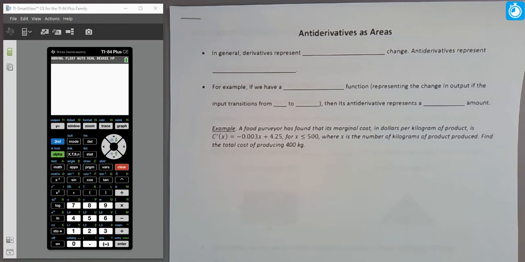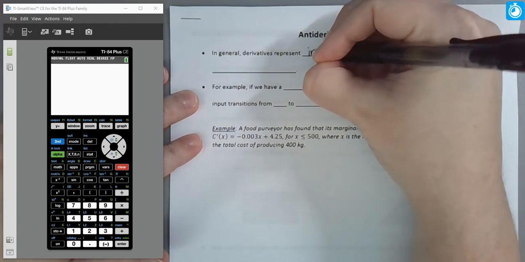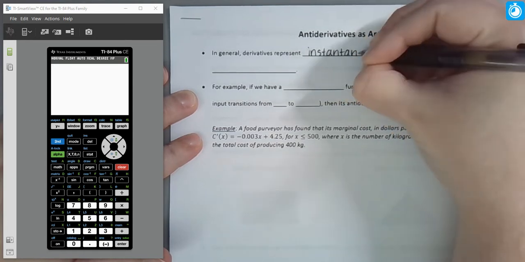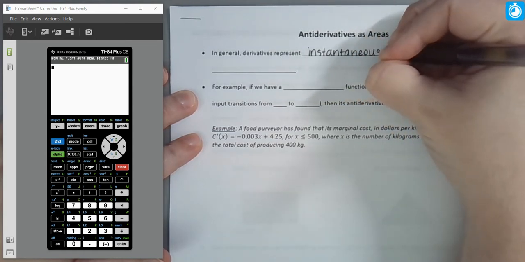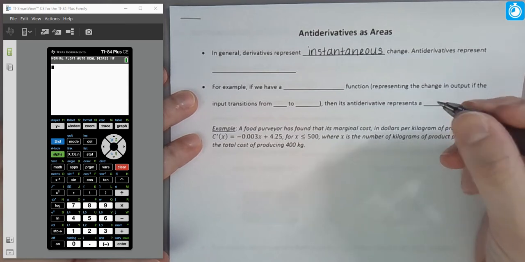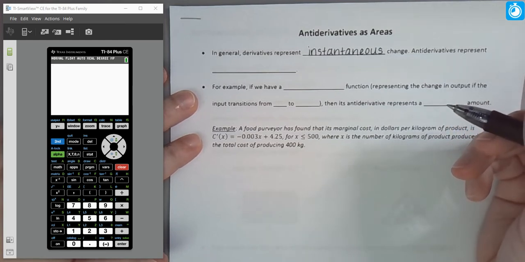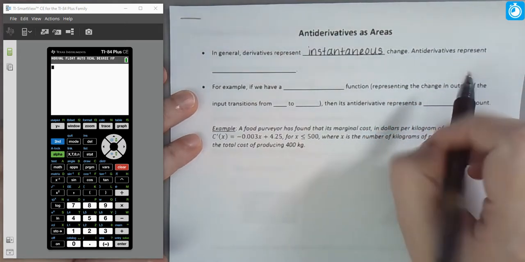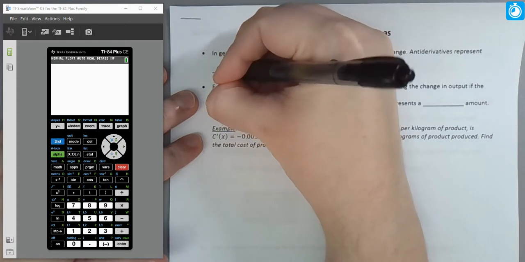So we're going to compare the derivative versus the antiderivative. Each of them means something very specific and is used a very specific way in applications. So in general, derivatives represent instantaneous change. So in other words, when we look at a function and take its derivative, essentially the derivative is allowing us to answer the question, how are our outputs changing at a single value of the input? Now antiderivatives, on the other hand, represent accumulation.